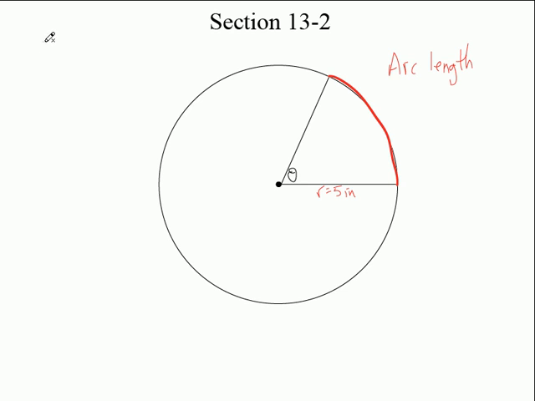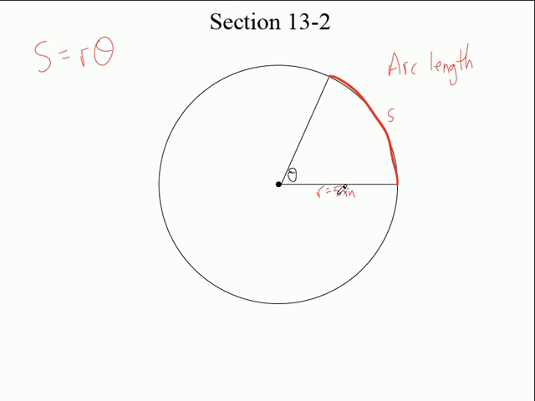Here's the equation. By the way, we use S to represent arc length. I don't know why. In physics, they use S for distance quite a bit, maybe that's why. And it's just equal to r times theta. Pretty easy.